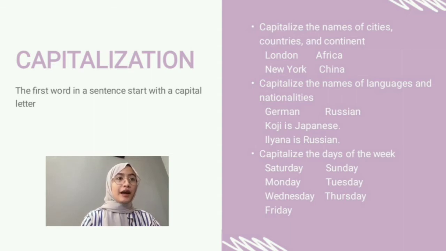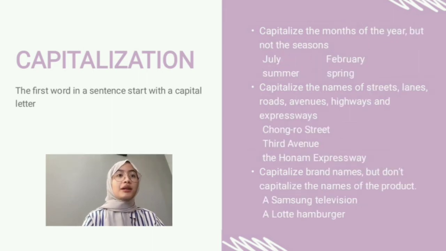Next, capitalize the names of languages and nationalities. For example, German, Russian, Koji is Japanese, Liana is Russian. Next, capitalize the days of the week. For example, Saturday, Monday, Wednesday, Friday, Sunday, Tuesday, and Thursday. Next, capitalize the months of the year, for example, July and February. But not the seasons, for example, summer and spring. Next, capitalize the names of streets, lanes, roads, avenues, highways, and expressways. For example, Chong Road Street, Third Avenue, the Honam Expressway.